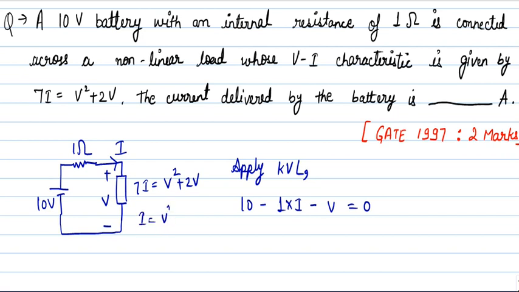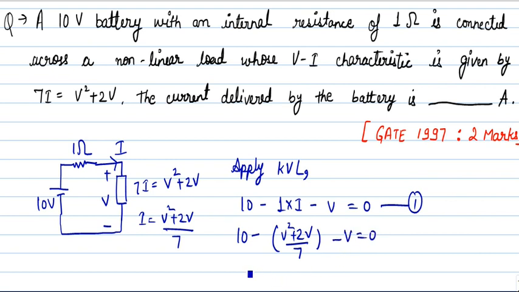So here I = (V² + 2V)/7. So now substitute this value of I in this equation 1. So here we will get 10 minus (V² + 2V)/7 minus V = 0. So now here we will get 70 minus V² minus 2V minus 7V = 0. So now this will give us V² + 9V minus 70 = 0.